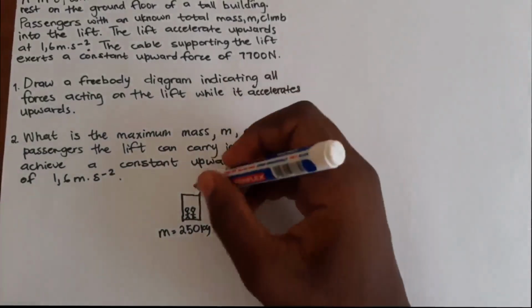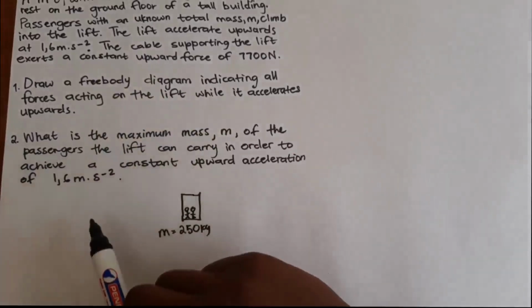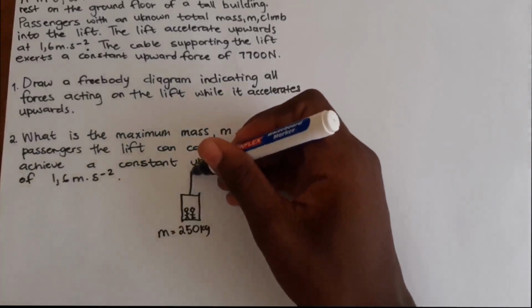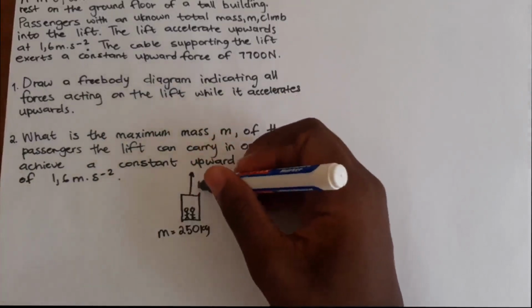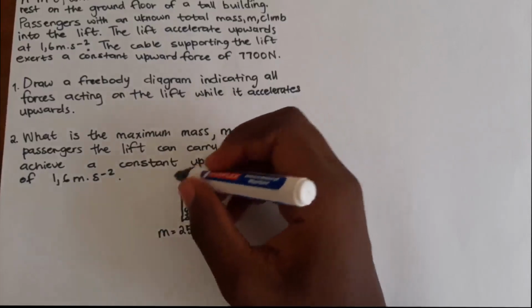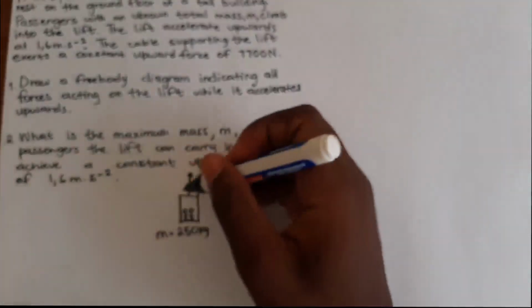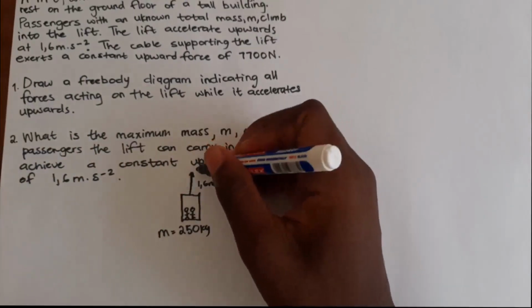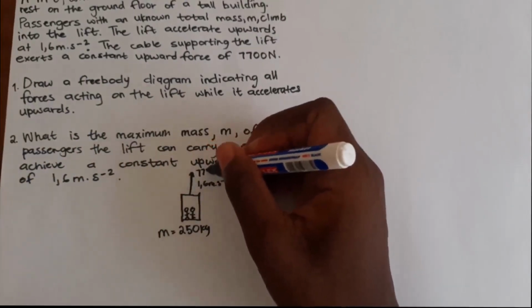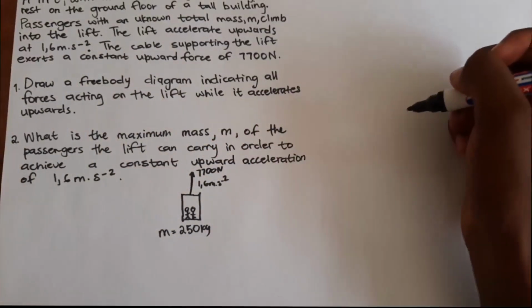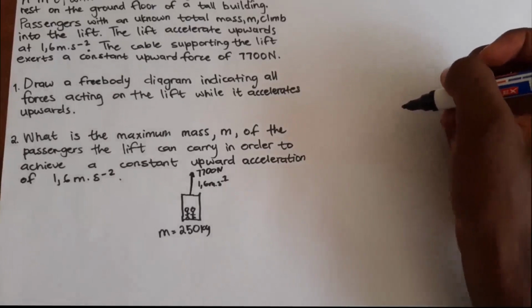So the lift accelerates upwards, by 1.6 meters per second squared. The cable that is pulling up this lift exerts a constant force of 7,700 newtons. So that's how it goes. Hope you can see. Yes, all of you can see.